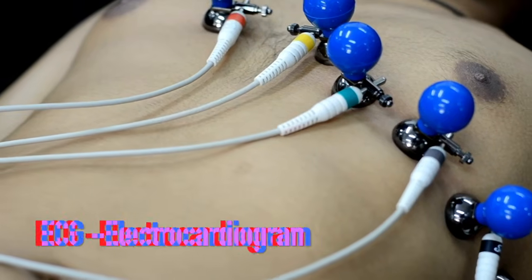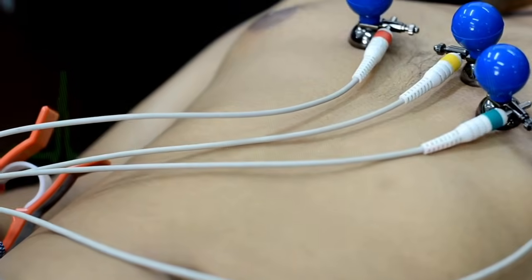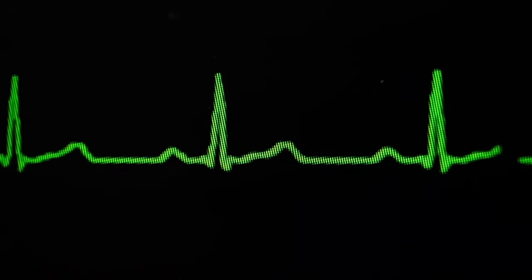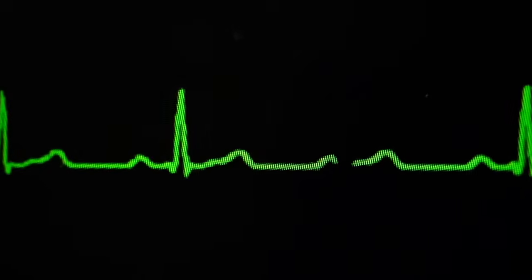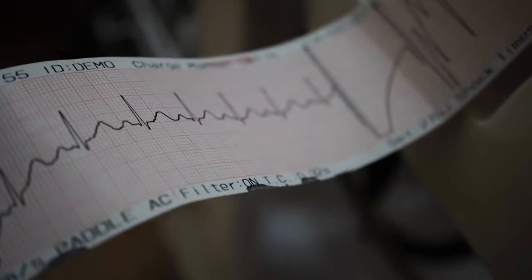An ECG, or electrocardiogram, is a test that records the electrical activity of the heart over time. These are crucial tests in diagnosing heart conditions by displaying the heart's rhythm and identifying irregularities.